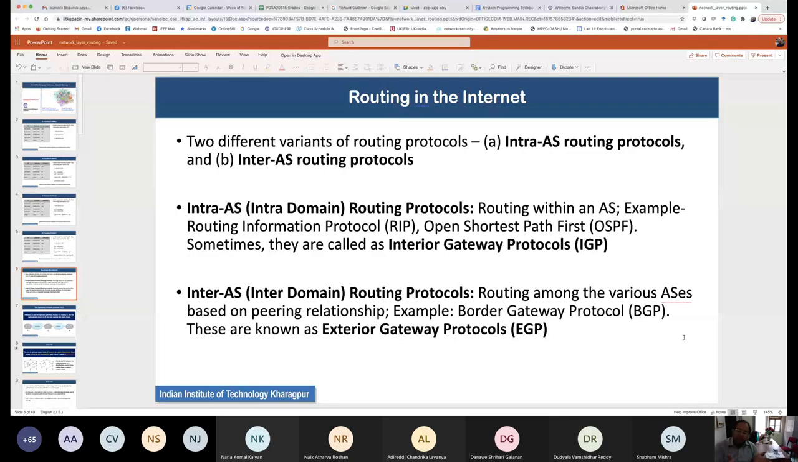To form this routing table, every router runs some protocols which we call routing protocols. In the internet, we have two different variants of routing protocol. One is called the intra-autonomous system routing protocol, or intra-AS routing protocol. The second one is called the inter-AS routing protocol.